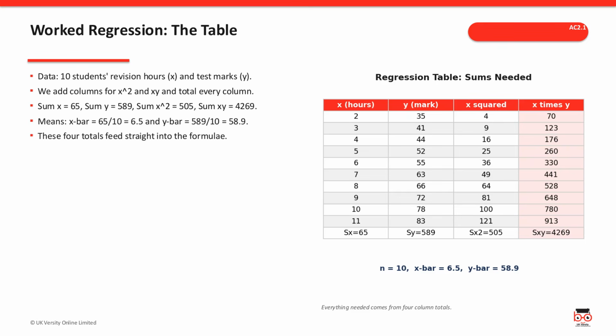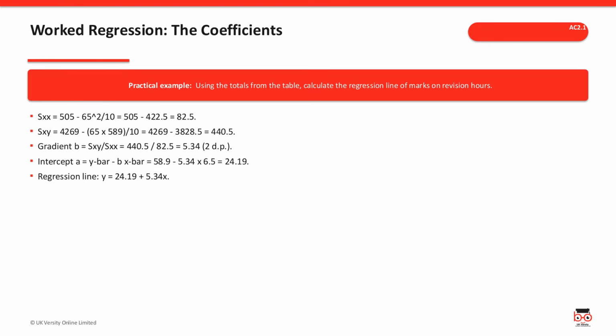Let's run real numbers. 10 students' revision hours as x and their test marks as y. We add columns for x squared and xy and total everything. That gives a sum of x of 65, a sum of y of 589, a sum of x squared of 505, and a sum of xy of 4269. The means come out at x bar equals 65 over 10, so 6.5 hours, and y bar equals 589 over 10, so 58.9 marks. Those 4 totals feed straight into the formulae. Now the coefficients.